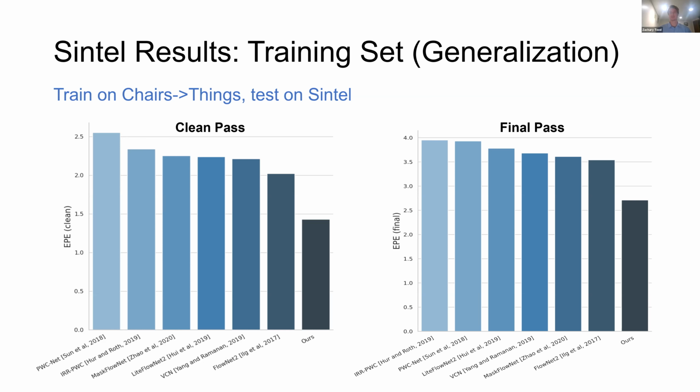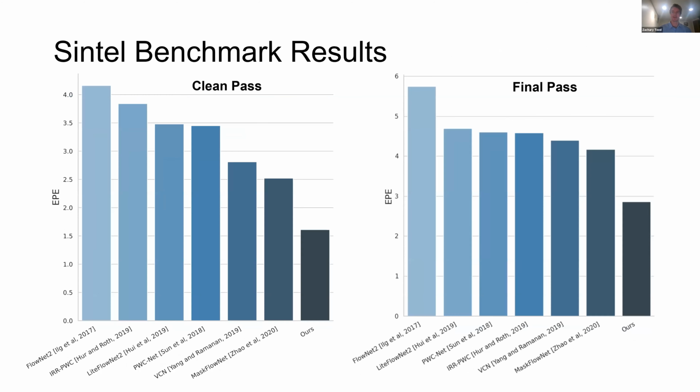We also see similar results on the KITTI dataset, where we're seeing about 30% better generalization than prior work. Here are the results on the Sintel benchmark. These are from around ECCV when we submitted this network to the Sintel benchmark. And we see similar results, about a 30 to 40% improvement over prior work on both the clean pass and the final pass.